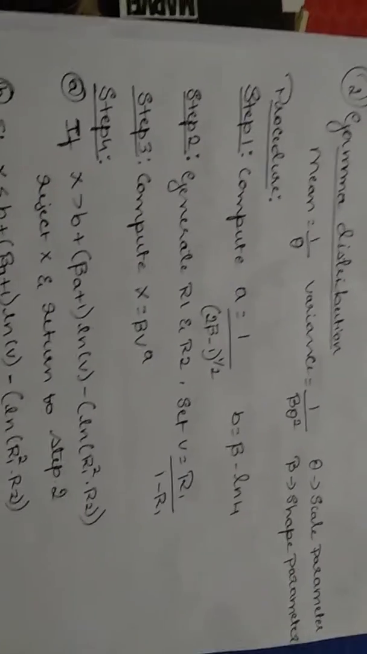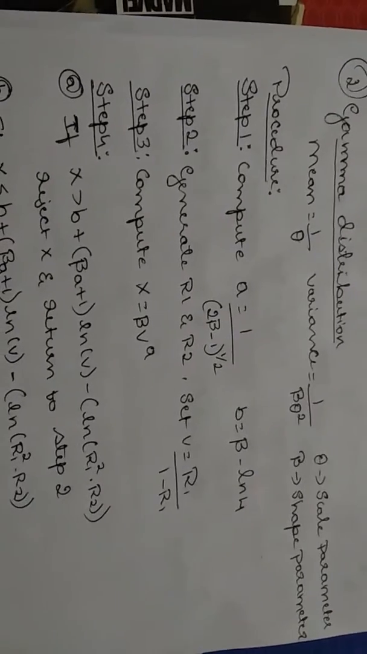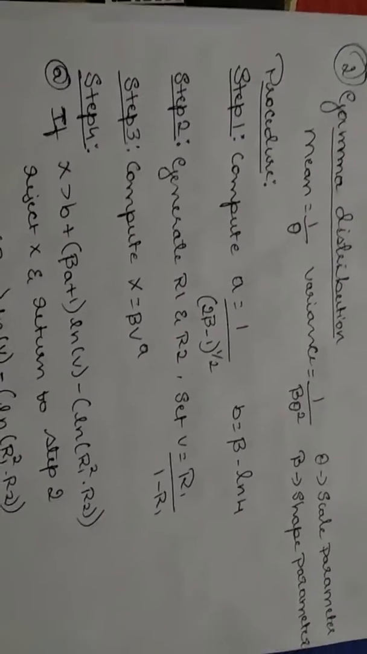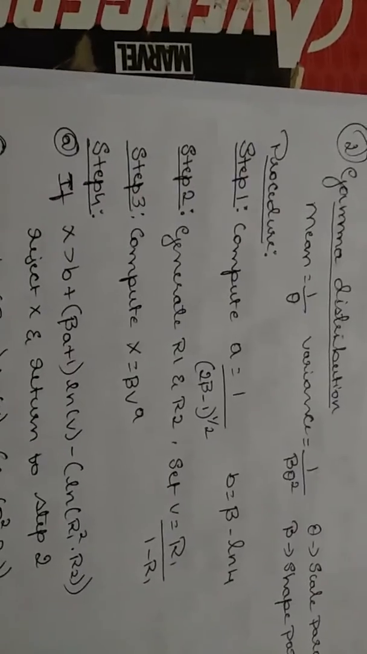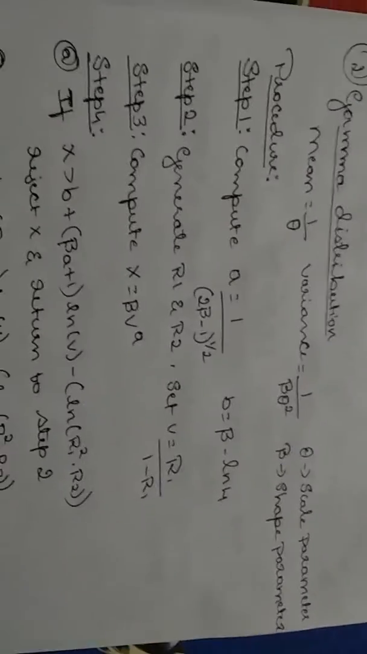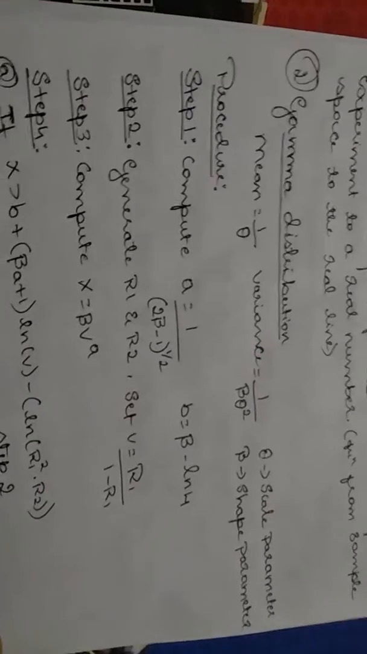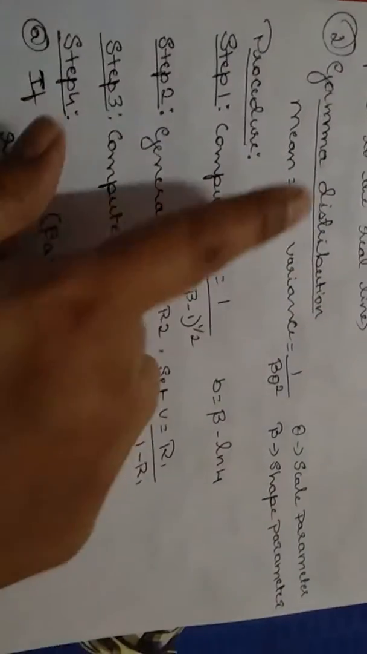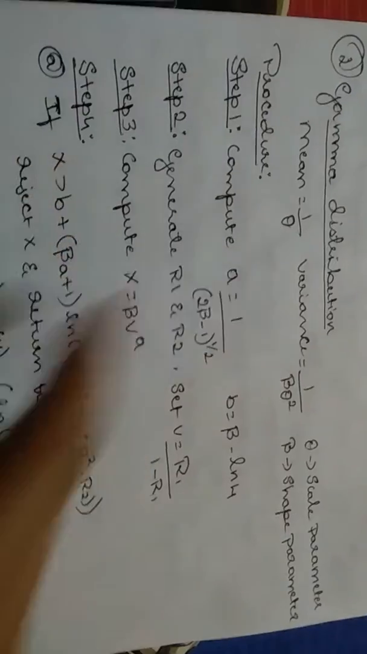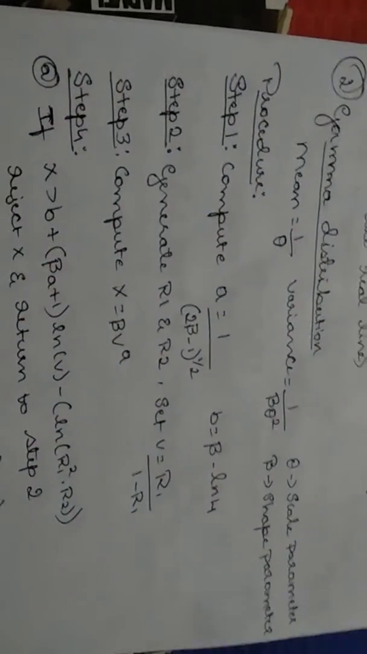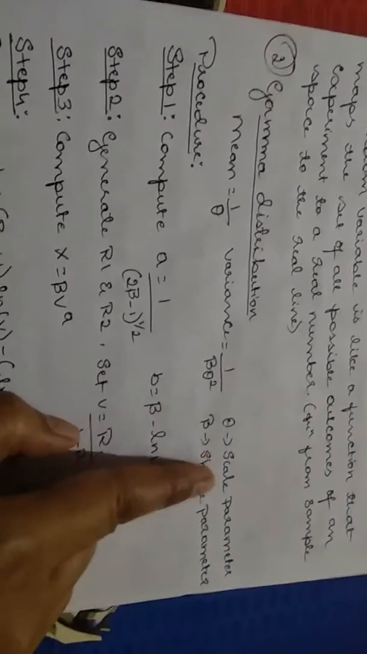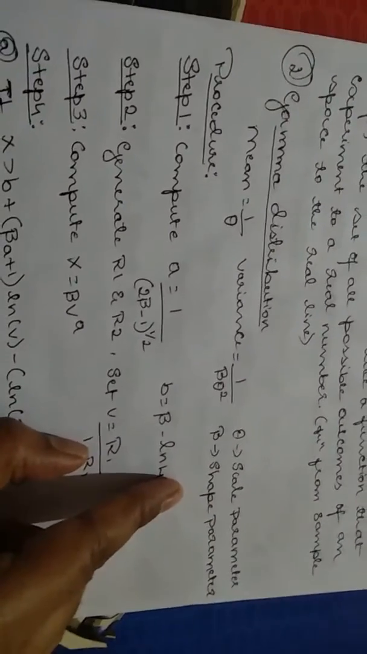We use this gamma distribution to generate gamma variates, or gamma random variates, by using the given random numbers. In this gamma distribution we have mainly two things, that is mean and variance. Mean is equal to 1 by theta and variance is equal to 1 divided by beta theta square. Theta is the scaling parameter and beta is the shaping parameter.